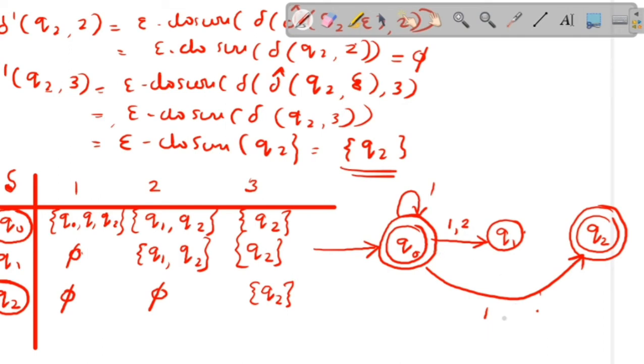So here it is 2 also. Then Q0 comma 3 is Q2. So here it is 3. Then Q1 comma 1 is null set. Q1 comma 2 is Q1, Q2. Then Q1 comma 3 is Q2. So here it is 2 and 3. Then Q2 comma 1 is null set, Q2 comma 2 is null set, and delta of Q2 comma 3 is Q2 itself.